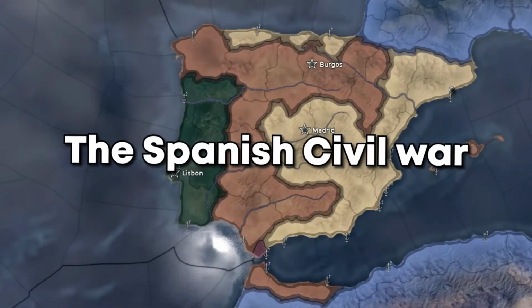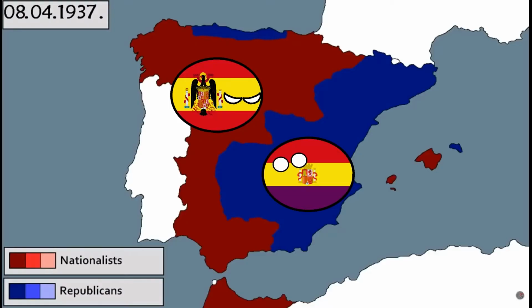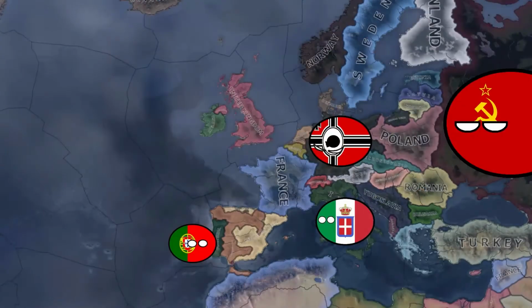The Spanish Civil War. Today we'll look into how Spain had been split into two fighting factions and how the outside powers capitalized on this conflict.